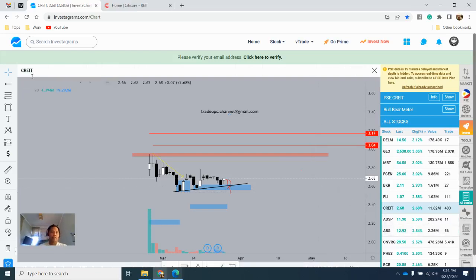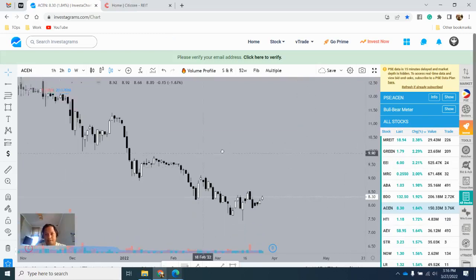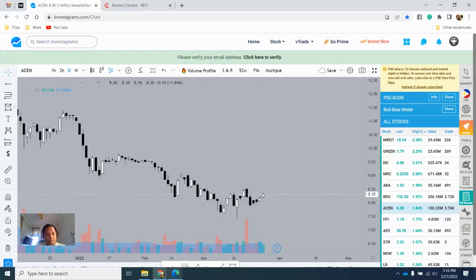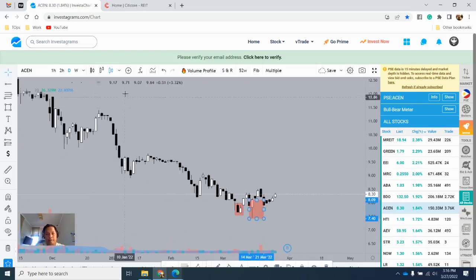Alright, so the next best recommendation that I had last week was ACEN. As you can see, we have a double bottom formation here, the first one and then the second one here. So this is quite attractive.